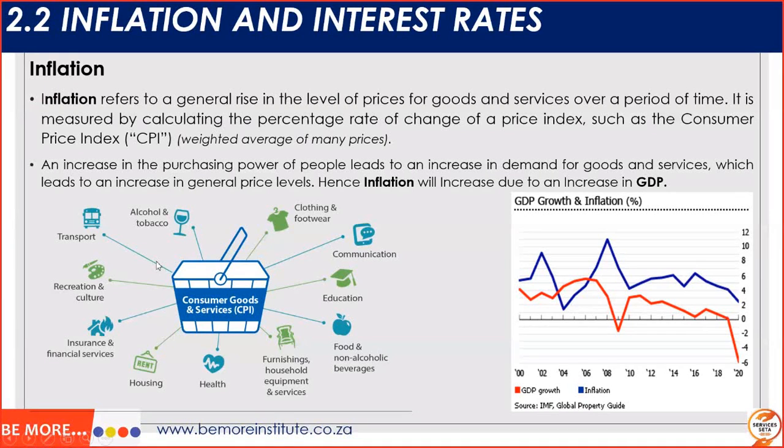So when Stats SA calculates this, they look at the prices of everything: the transport costs, your housing, the health sector, food, education, communication. All these prices come into this basket, and then we look at the weighted average, and that gives us the consumer price index. So basically it is the level of rise, the changes in the consumer price index. An increase in the purchasing power of people leads to an increase in demand for goods and services, which leads to an increase in general price levels.